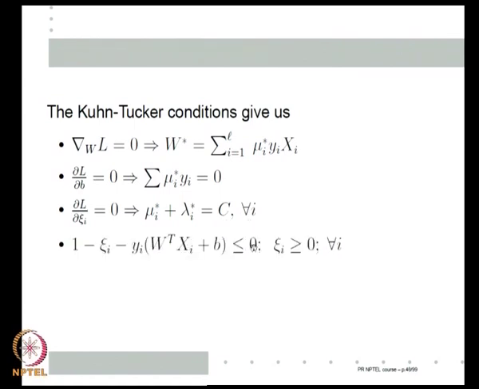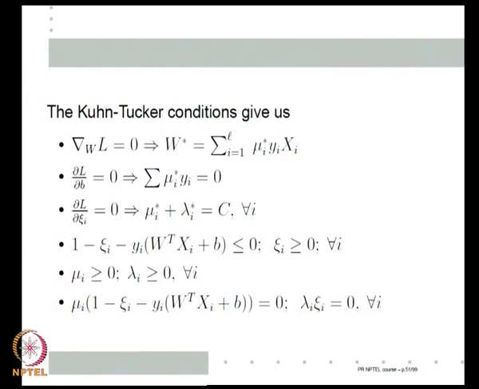Then I have the feasibility constraints. All my Ji's have to be non-negative, and these are my other constraints, 1 minus Ji minus yi into W transpose xi plus B less than or equal to 0, the separability constraints. All my Lagrange multipliers have to be non-negative, and for complementary slackness, mu I into this constraint should be equal to 0. Similarly, lambda I Ji should be equal to 0. Okay. These are my full complement of Kuhn-Tucker conditions for this optimization problem.